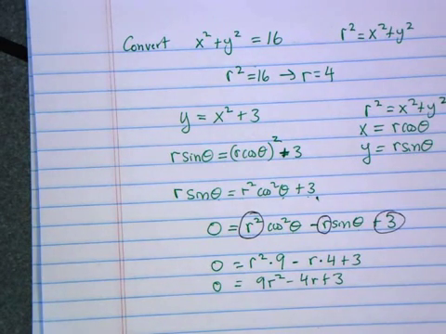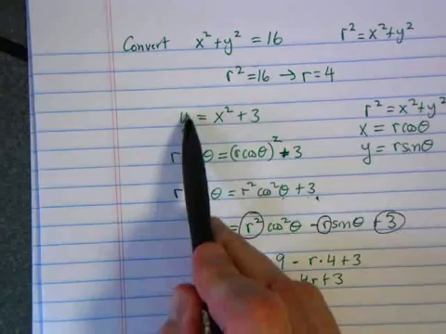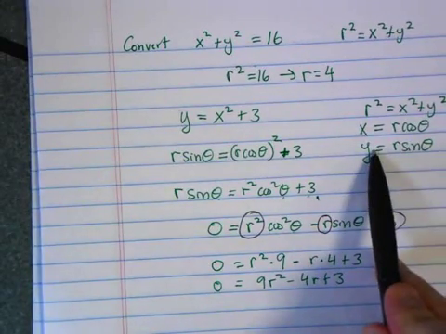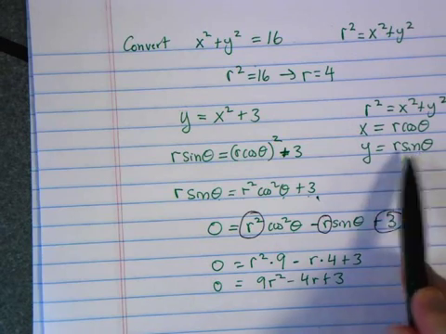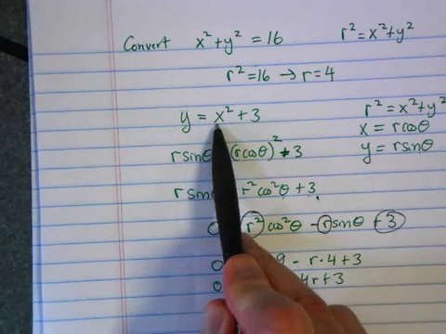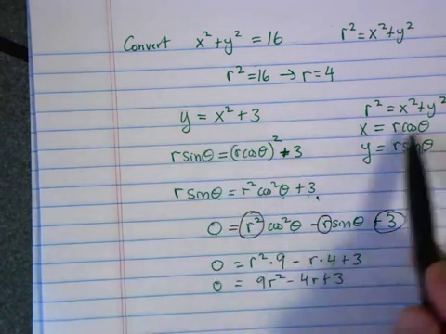So when you just converted it, how come you get r sine instead of r cosine first? Because up here I had y, and my conversion formula is y equals r sine. So anywhere I saw a y, I wrote r sine. Anywhere I saw an x, I only saw one of them, I wrote r cosine.